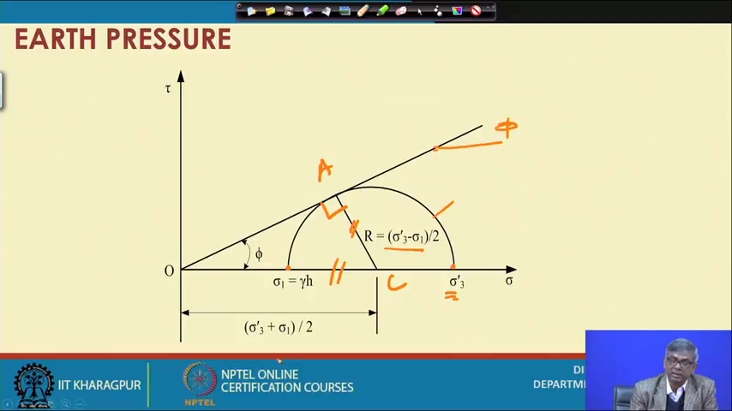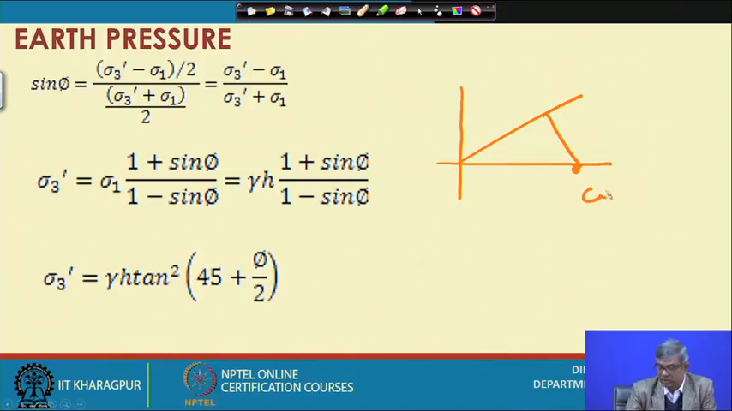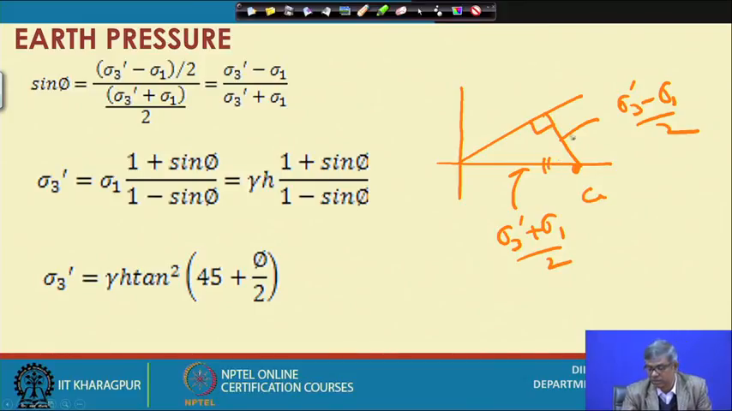Now based on this I can write again the expression for sin phi in terms of this and this, and then simplify and get the relationship between sigma 3 dash and sigma 1. So, if I want to do that, you can see now sin phi will be equal to this radius by this distance. This is already shown there. That means this is the center of the circle, this is a right angle, and this is (sigma 3 dash minus sigma 1) by 2, and this one is (sigma 3 dash plus sigma 1) by 2. So this by this is sin phi, and here this is phi.